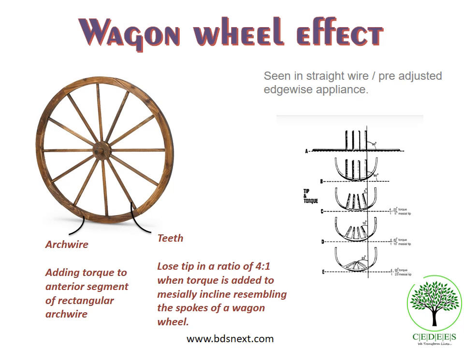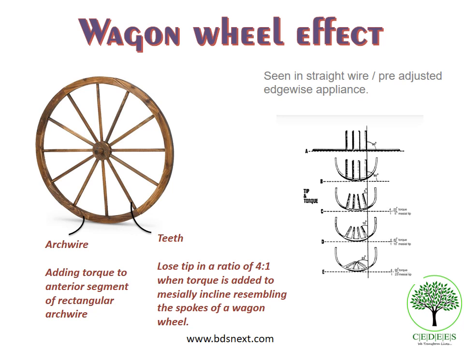Now when torque was added to bring about this ideal torque or ideal labiolingual position of the teeth into the anterior segment of rectangular arch wire, they found that the teeth, along with having torque, also lost their mesiodistal inclination. There was a loss of tip. All the anterior teeth, when torque was added into the arch wire and it was engaged into the bracket slot, also lost their tip and mesially inclined. And this always occurred in the ratio of 4:1. For every 4 degrees of torque that was added, there was 1 degree loss of tip observed.